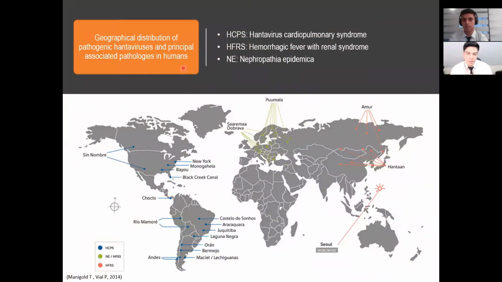Here in this map, we have the geographical distribution of some of the pathogenic hantavirus strains. First of all, we have the Hantavirus cardiopulmonary syndrome that is located in America. This is also called New World hantavirus. We also have the hemorrhagic fever with renal syndrome that is located in Europe and also in Asia. This is also called Old World hantavirus. But the most important thing that you have to keep in mind about this map is that the hantavirus is a public health problem all over the world.